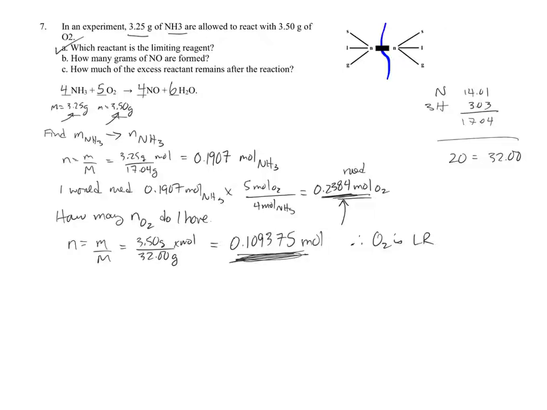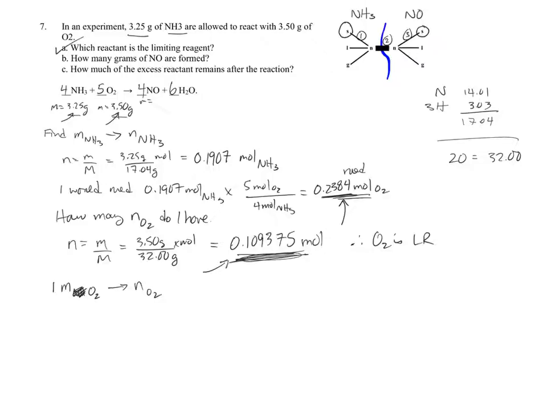Now let's do step B. How many grams of nitrogen monoxide are formed? Now I just need to do my whole stoichiometry thing. I'm starting here, and this is the ammonia side, and I'm looking for the mass of nitrogen monoxide, so this side is my nitrogen monoxide side. It's going to be a 3-step question: 1, 2, 3. First, I have to take the mass of oxygen, not ammonia, because that's not my limiting reagent. Oxygen is. I want to convert it to moles of oxygen.